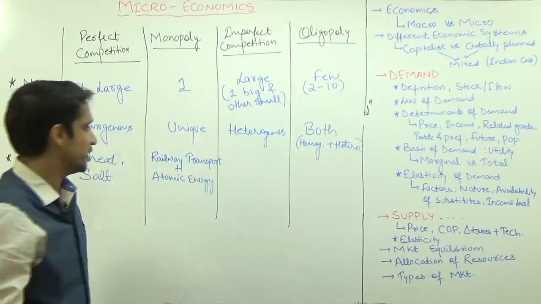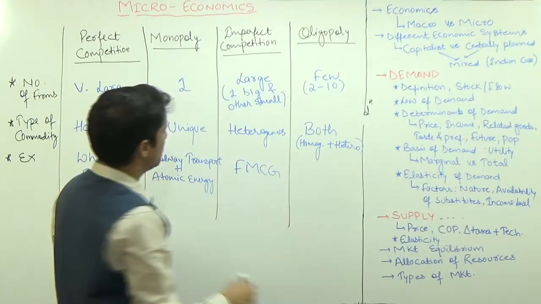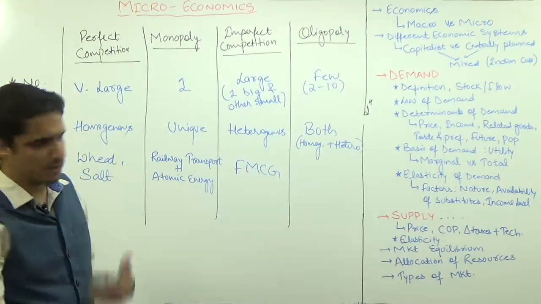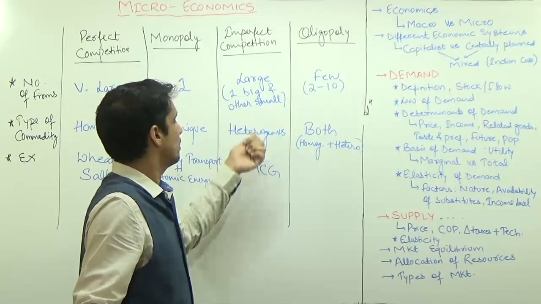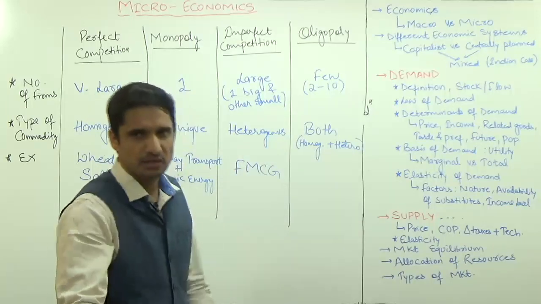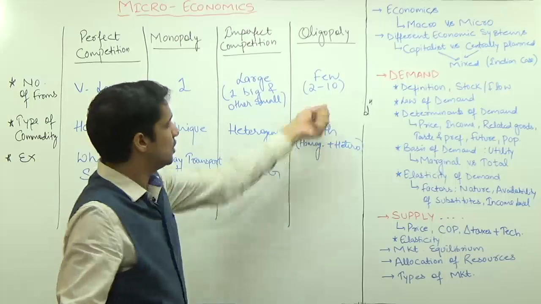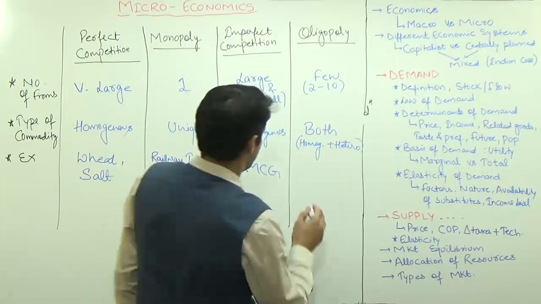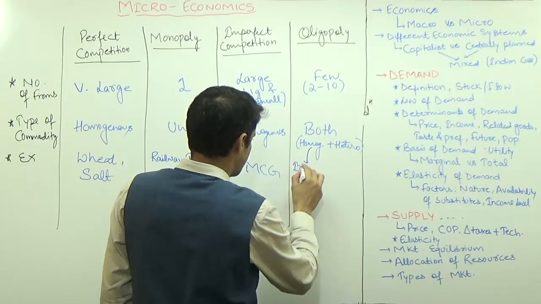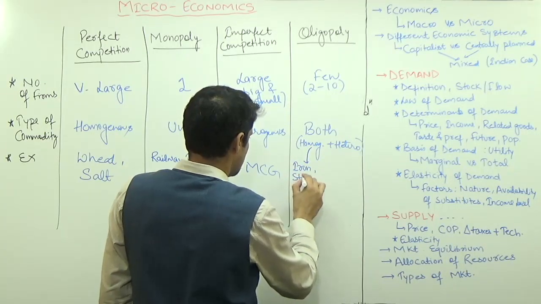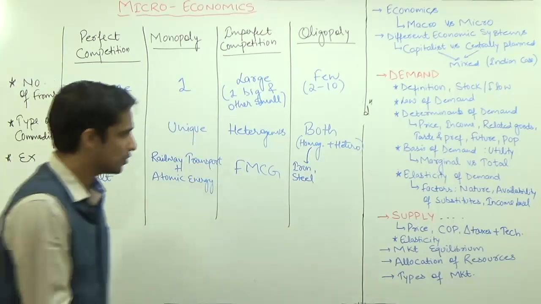Then we have imperfect competition. The example is FMCG companies, Palmolive and all this. Soap can be manufactured by different companies, so the product is heterogeneous. One is having this, the second one is having that. Then the oligopoly. Homogeneous means, for example, some companies are making iron, some companies are making steel. Because the chemical formula of iron and steel is the same, it is going to be homogeneous only.